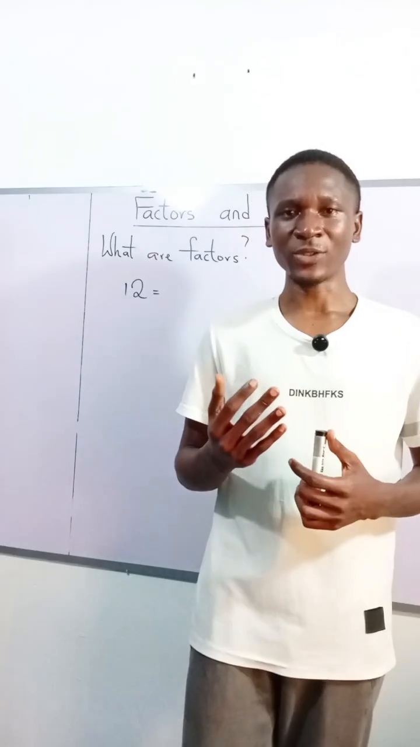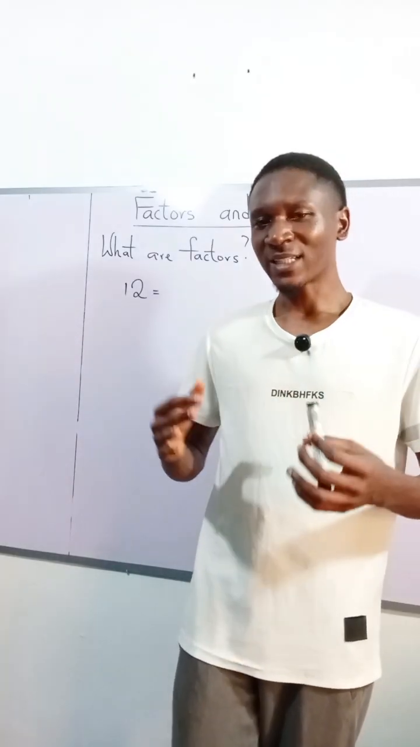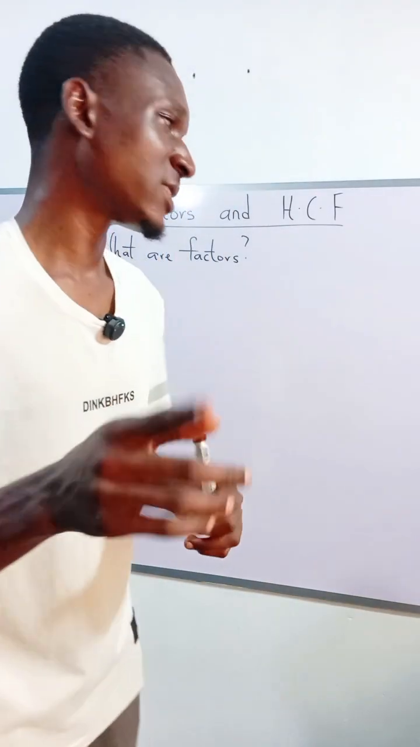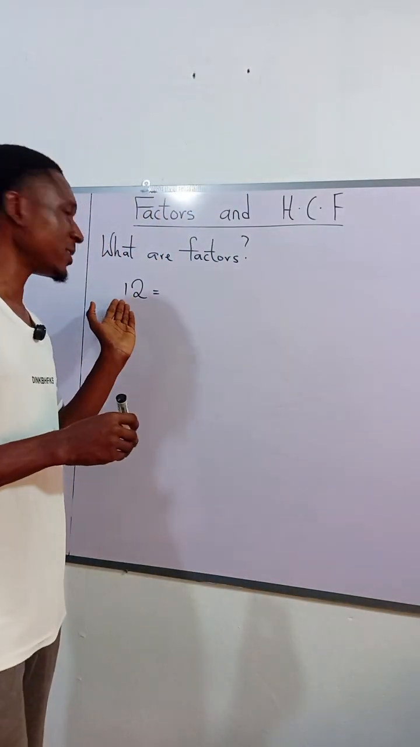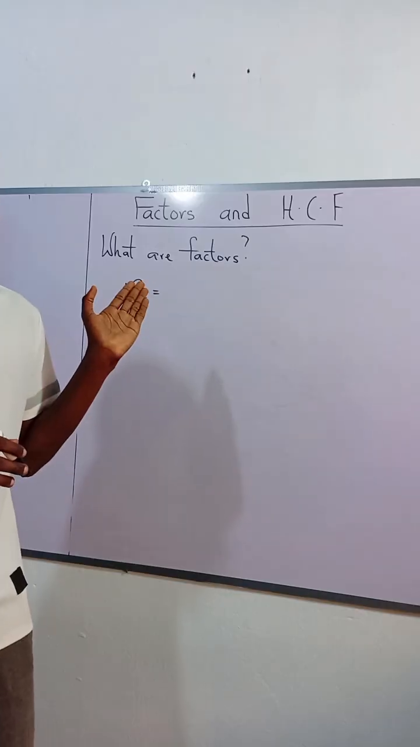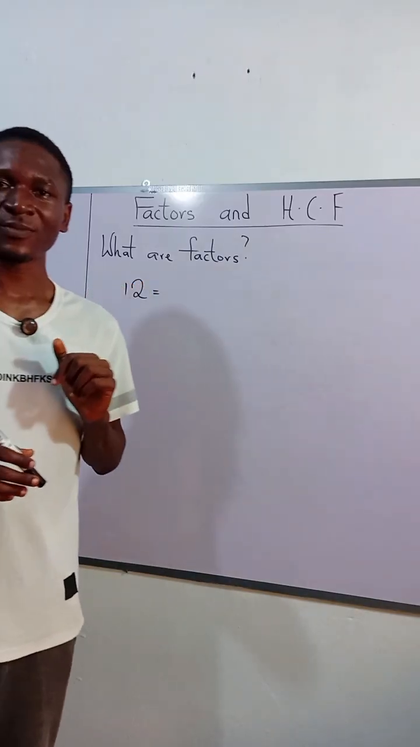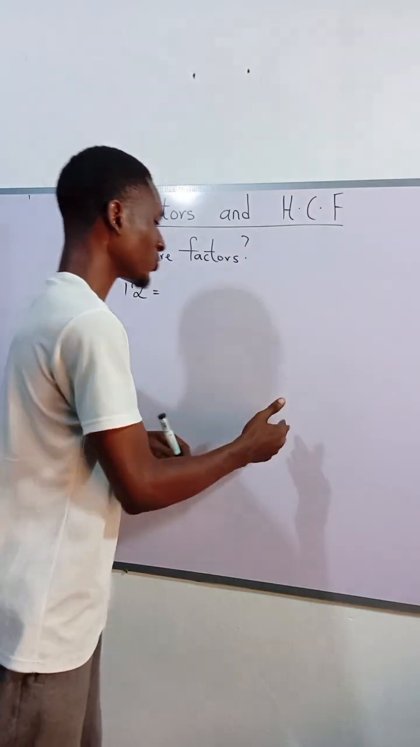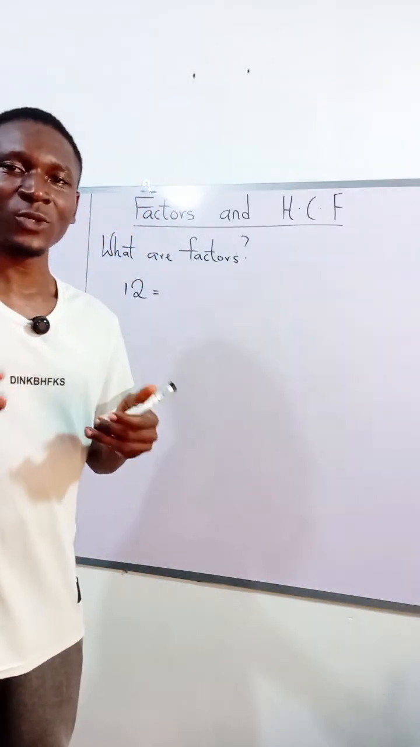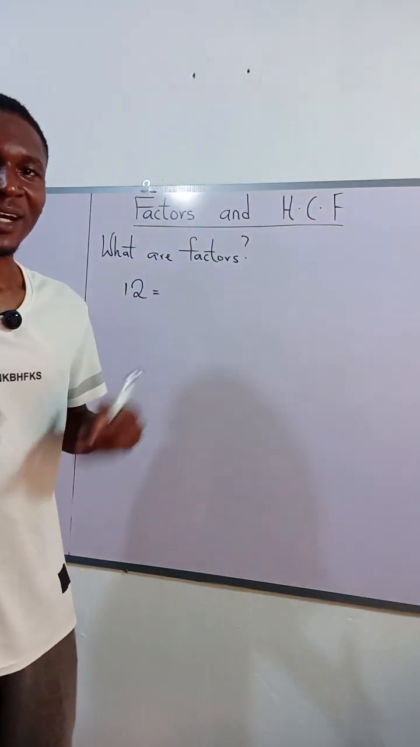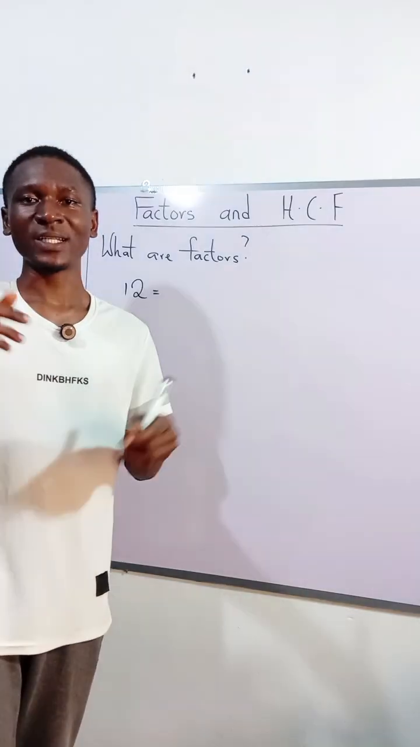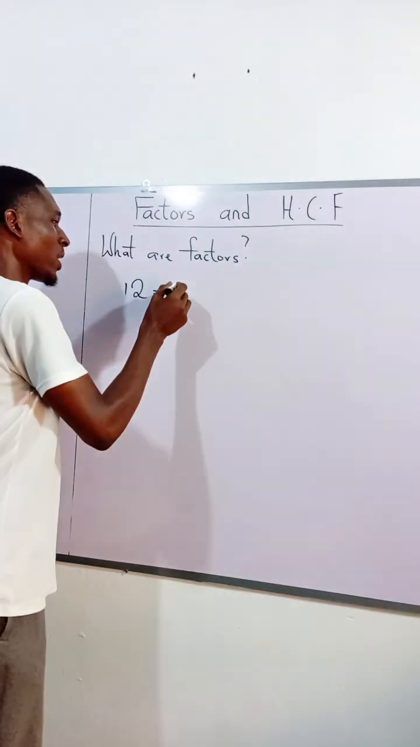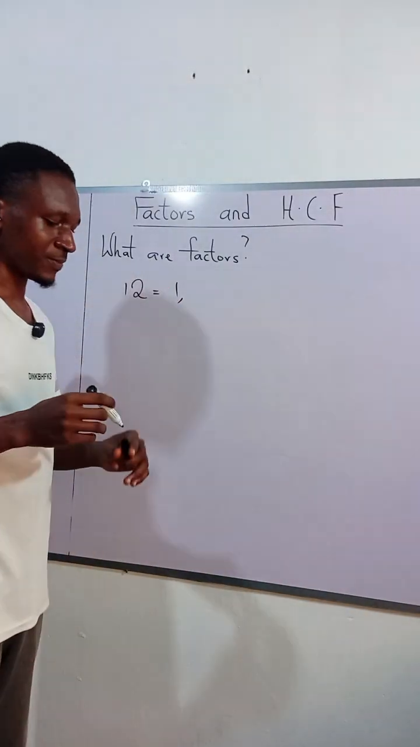Are you getting the explanation now? So the numbers that can divide a given number without remainder are what we call factors of that number. So for example, in 12, the first number is 1, right? 12 divided by 1. You can check it in your book. Is it going to give you a remainder? No. 12 divided by 1 is 12, remainder 0. Therefore, 1 is a factor of 12.